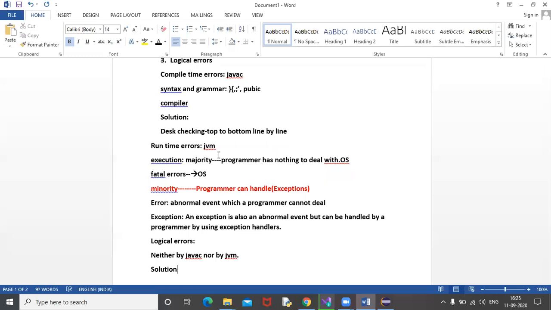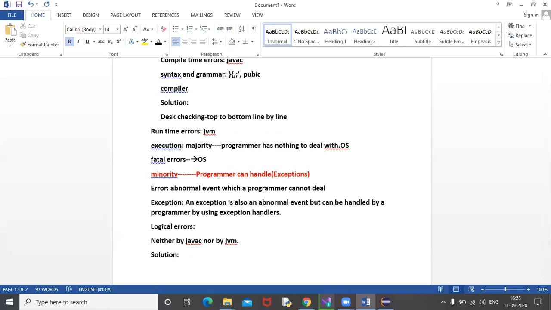In runtime errors, the solution is nothing but no solution. The OS is one solution. If it cannot do it, we have to leave it. Few errors we can deal with using exception handlers. For a minority, exception handlers are the solution. But what about logical errors? What is the solution we can expect?